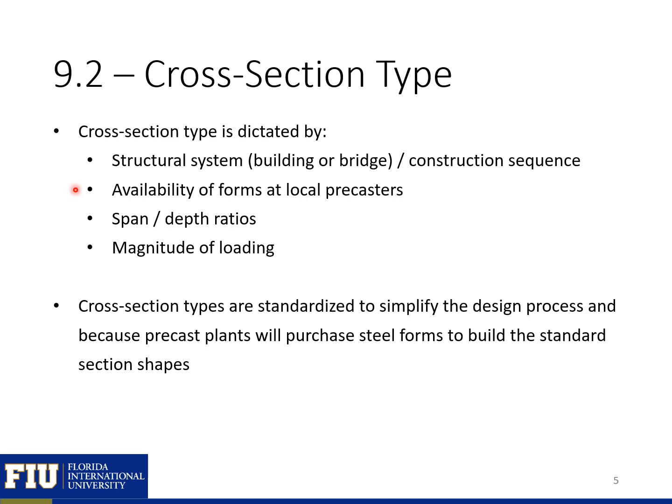The type of cross section you can use is also dependent on the availability of forms at your local precaster. Precasters will typically buy steel forms for these standardized shapes, and not all precasters will have the same sets of forms. So when you're in the initial design process, you need to check with some of your local precasters to see what standardized shapes the precasters can make.